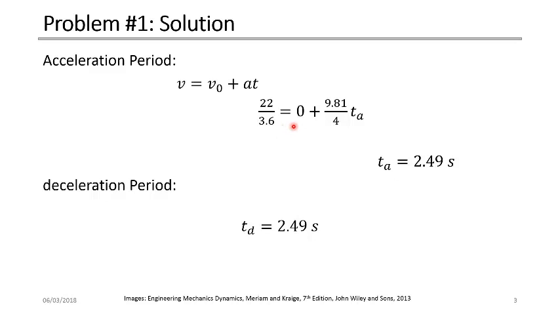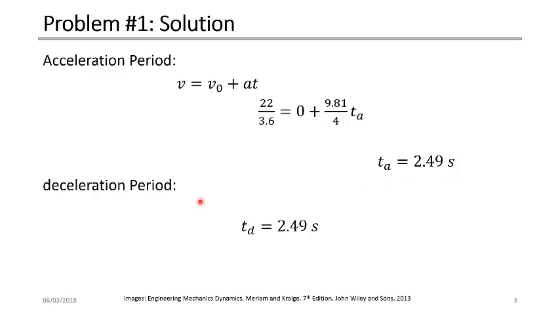At the beginning, the elevator starts from 0. So at the beginning it's at rest, and then it starts to move. So the initial velocity is 0, plus the acceleration, which is 1/4 g, where g is 9.81, multiplied by the time. So the time it takes between the initial velocity, which is 0, to the final velocity, which is 22 kilometers per hour. If we calculate the time for the acceleration period, you will find that t sub a, which stands for time for acceleration, is 2.49 seconds.